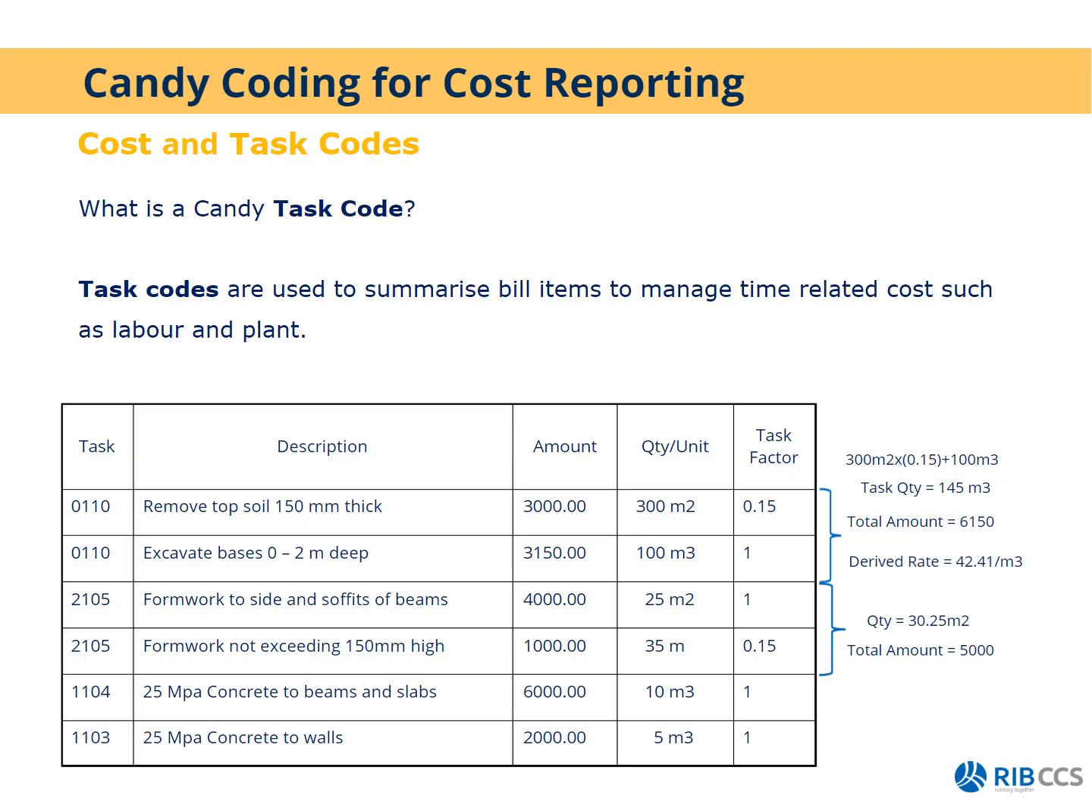Or your task codes are used to summarize bill items to manage time-related costs such as labor and plant. So this is a second code that you can use to make your information more accurate and do more analyses. And that is where you can allocate a task code or earthworks, for example, to all your earthworks items. And then we can give you analysis on those tasks. We can give you the task quantity, the derived rate, and the derived amount for that task.